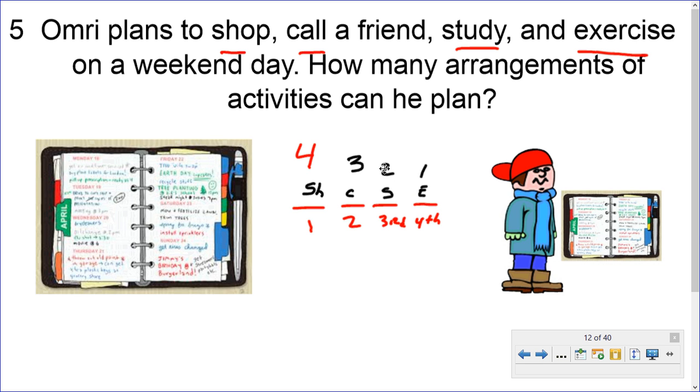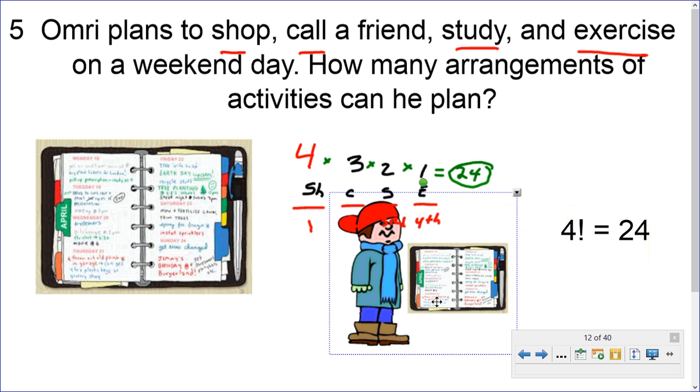And if you remember, the counting principle says if you have all of these different things that you're doing at the same time, you multiply, multiply, multiply. 4 times 3 is 12. 12 times 2 is 24. 24 times 1 will give you 24. So our answer would be 24. So Omri has 24 different things that he could be doing in his little plan there. And I even use the factorial symbol because I remember 4 factorial is 4 times 3 times 2 times 1.